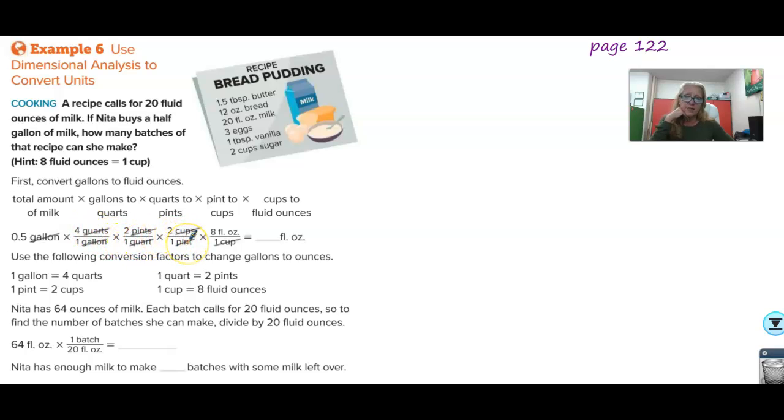Now we need pints down here so that we can get pints to cancel, and then we're down to cups. Once we get to cups, we know that there are 8 fluid ounces in 1 cup, so we put cups on the bottom and 8 fluid ounces on top, and then we arrive at a solution, okay? So what you would do here is you would go 0.5 times 4 times 2 times 2 times 8.